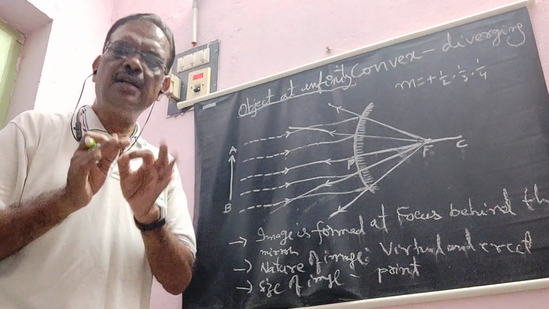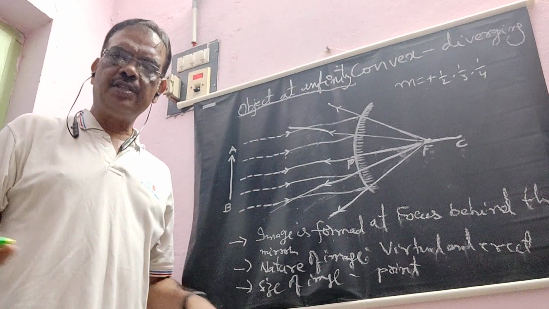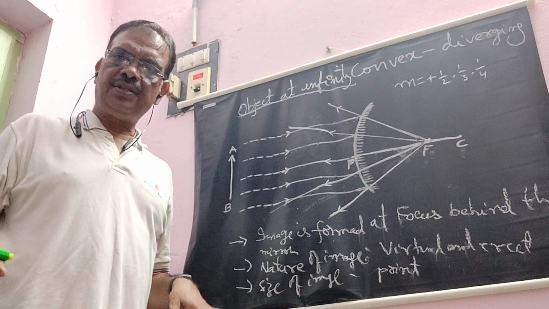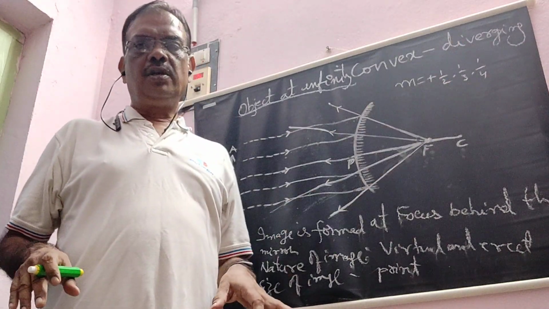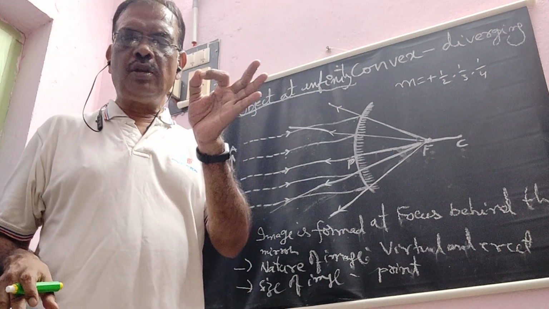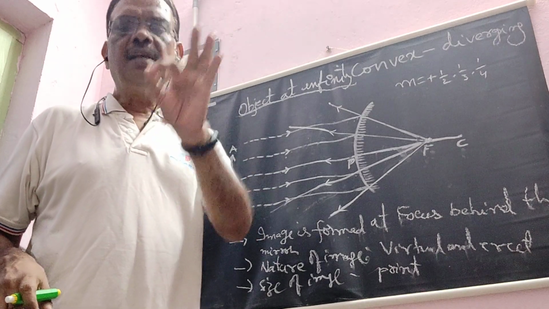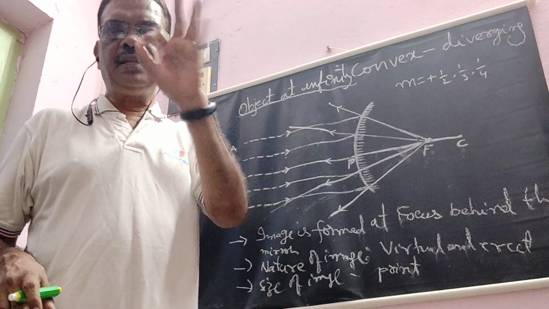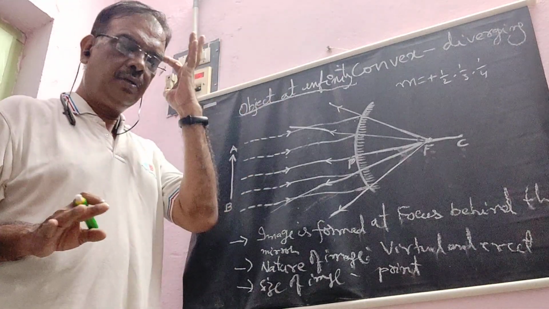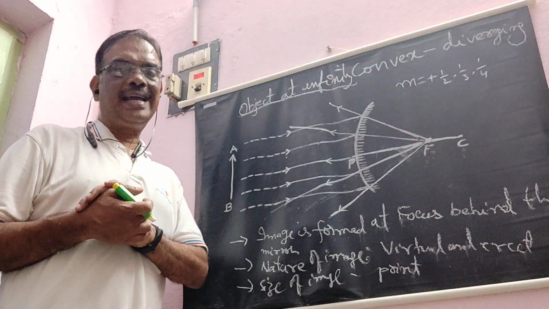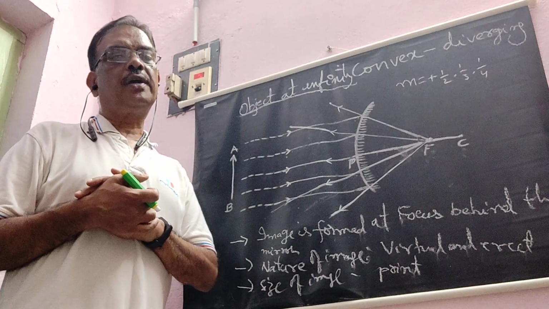Here the image is point size, but it always forms a diminished image. Always remember that. Nature of the image: virtual, erect. Size of the image: diminished. Magnification will be plus 1 by 2, plus 1 by 3, plus 1 by 2. It is smaller than this. Plus 1 by 2 represents what? The size of the image is smaller than the size of the object. Plus 1 by 3 means the size of the image is less than the size of the object. Okay, now this is about the convex mirror, diverging mirror. So when the object is at infinity, the image is formed at the focus.